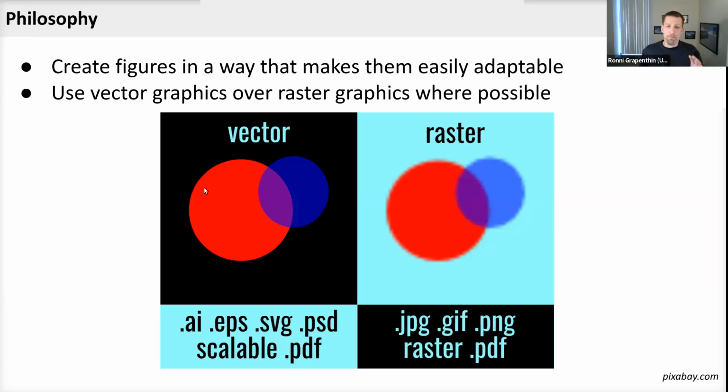Vector images, you can manipulate individual objects. You can take layers off or layers in. Raster images, you cannot. The formats are JPEG, GIF, PNG, or rastered PDF. For vector images, we have Adobe Illustrator, EPS, scalable vector graphics, and PSD, as well as PDF.